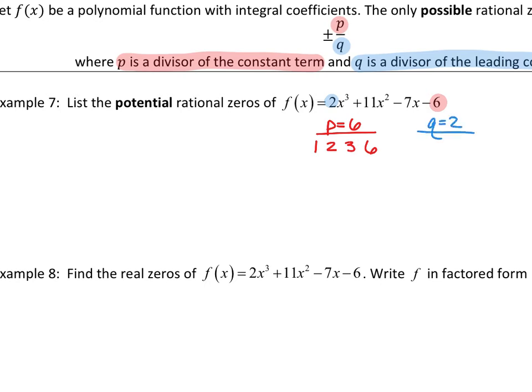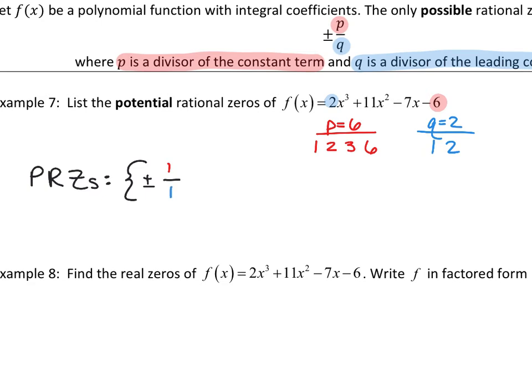What are all the things that multiply to 2? 1 and 2. Okay, small list. We love a small list. So we are going to combine these by putting all of the p's above all of the q's. Our list of potential rational zeros, that's what PRZs, potential rational zeros are: plus or minus 1 divided by 1.